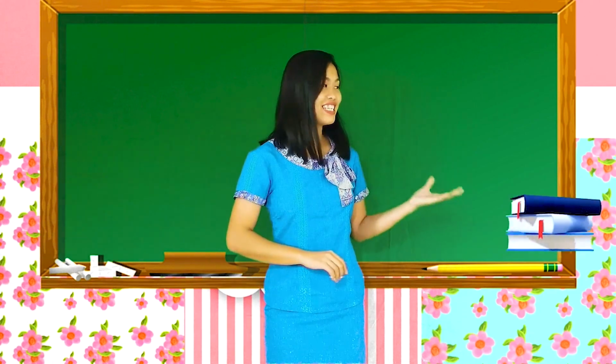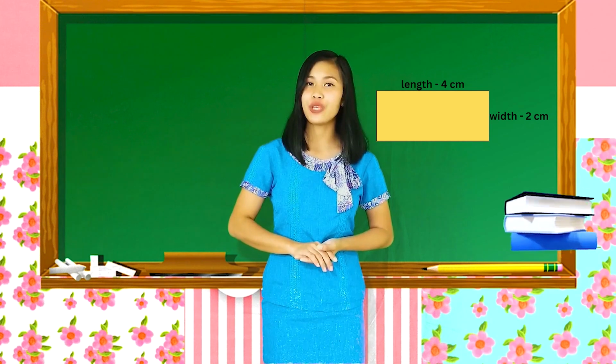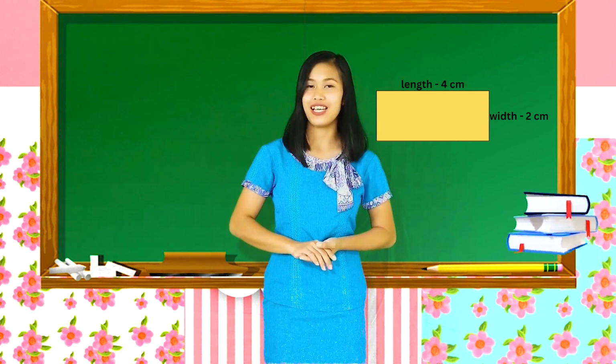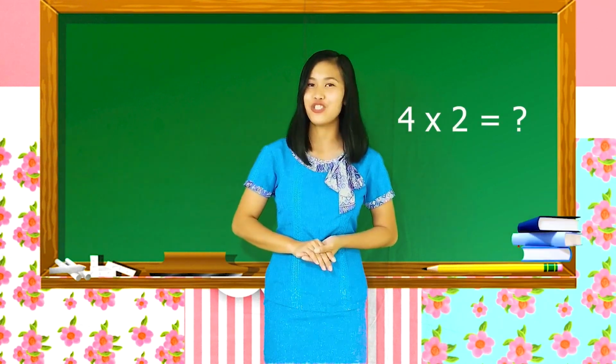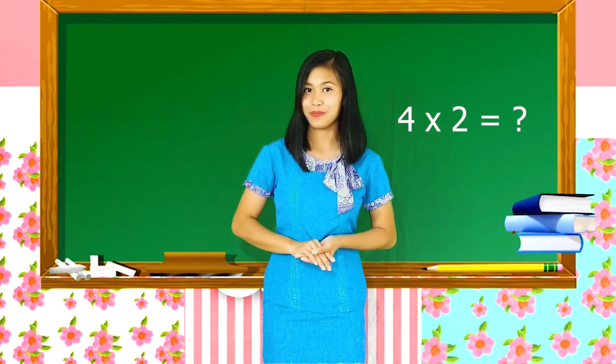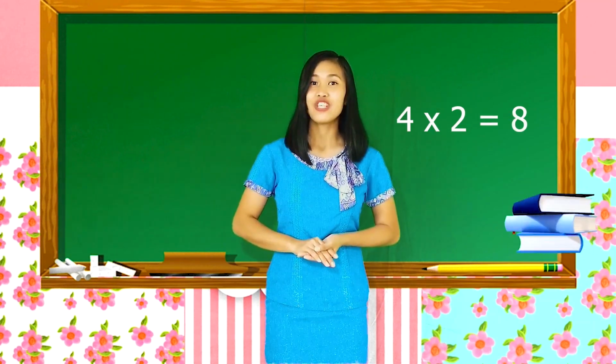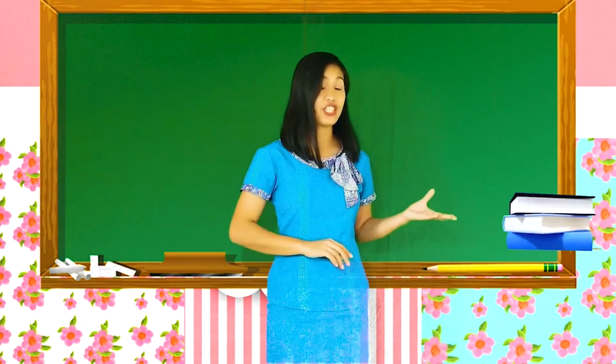What about this one? The length is 4 centimeters and the width is 2 centimeters. How do we find the area? We multiply. And what numbers are we going to multiply? Very good. 4 and 2. So that will be 4 times 2. And what is the answer? Very good. The answer is 8. So what is the area of this rectangle?